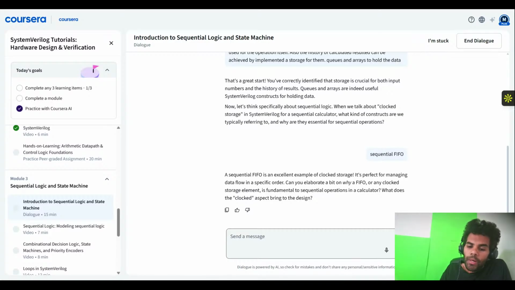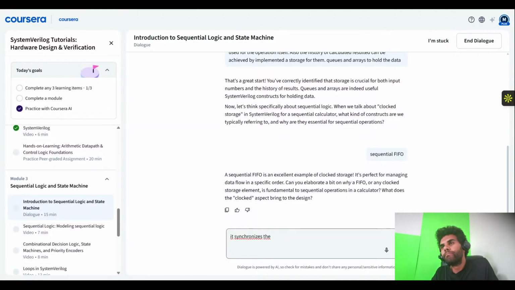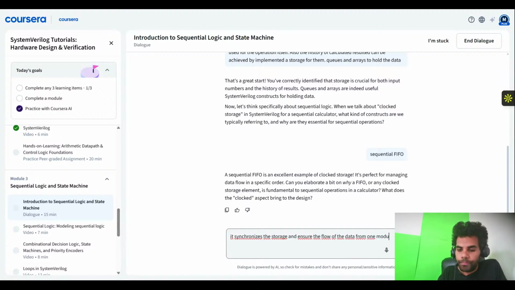So it synchronizes the storage and ensures the flow of the data from one module to the other.